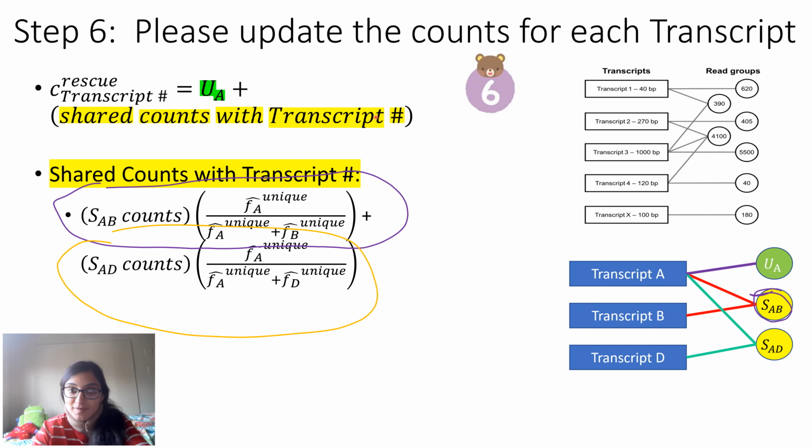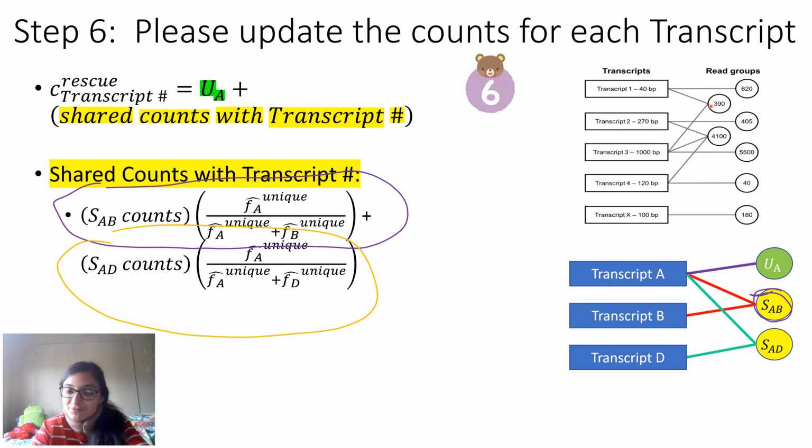And that's the best information we have to work on. How do we allocate these read groups to these different transcripts? It's very difficult for us to figure out, okay, out of 390, I know all these 620 belong to transcript 1, for instance, but how would I divide up the 390 between these? How would I do that?